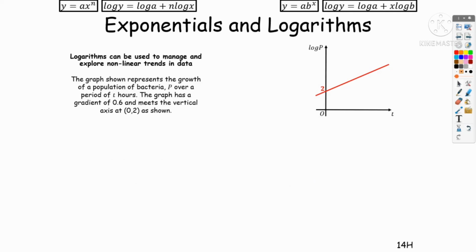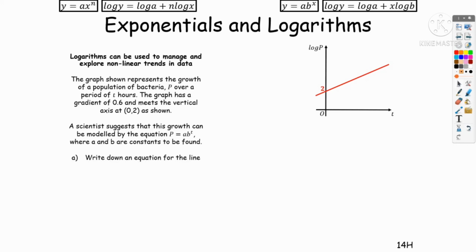So the graph shown represents the growth of a population of bacteria P over a period of t hours. The graph has a gradient of 0.6 and meets the vertical axis at (0, 2) as shown. A scientist suggests that this growth can be modelled by the equation P equals AB to the t, where A and B are constants to be found. Part A: write down an equation for the line. Part B: using your answers to part A or otherwise, find the values of A and B, giving them to 3 significant figures where necessary. Lots of words here, so we broke it apart and we've got the graph on the right.